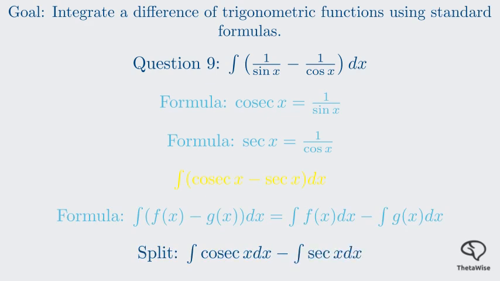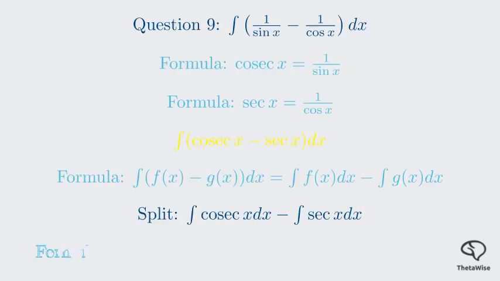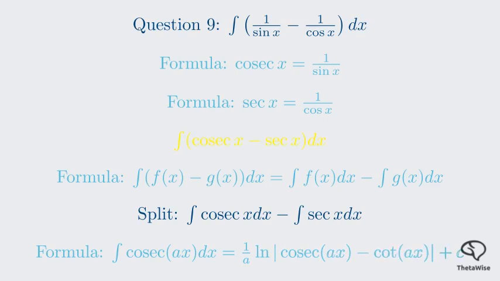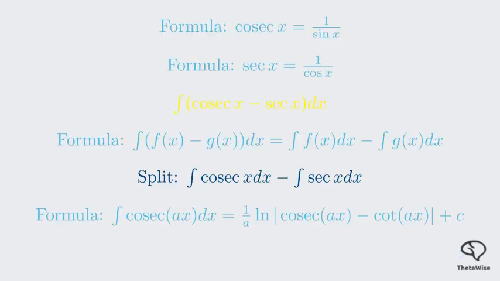Let's find the integral of each part. First, the integral of cosecant x. This is a standard integral. The formula for the integral of cosecant x dx is 1 over a times the natural log of the absolute value of the quantity cosecant x minus cotangent x plus c. In our case, the coefficient a is just 1. So the integral of cosecant x is simply the natural log of the absolute value of cosecant x minus cotangent x. We will add the constant of integration at the end. So the first part of our answer is ln of the absolute value of cosecant x minus cotangent x.